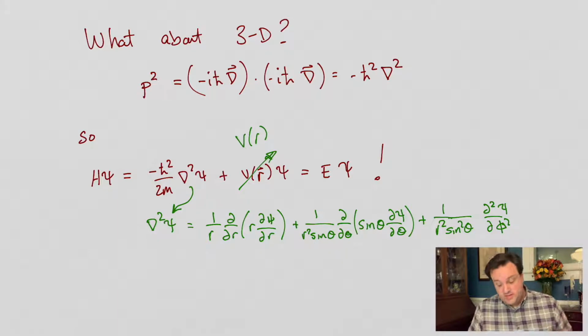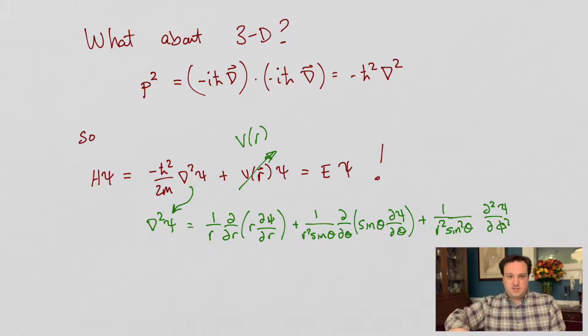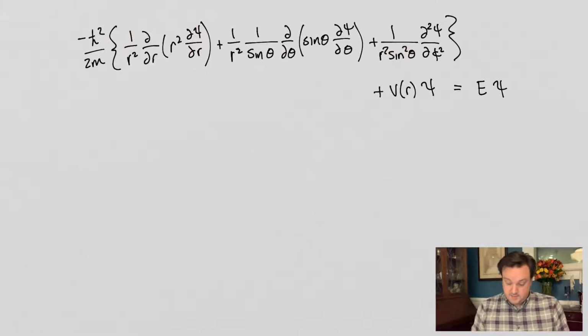And if your potential only depends on the distance from the center, then we're going to have to use spherical polar coordinates. That's expressed with r, theta, which, to remind us, is the angle down from the z-axis, and phi, which is the azimuthal angle which goes around the z-axis. So when I plug that into this equation, the eigenvalue equation, I end up with a big mess.